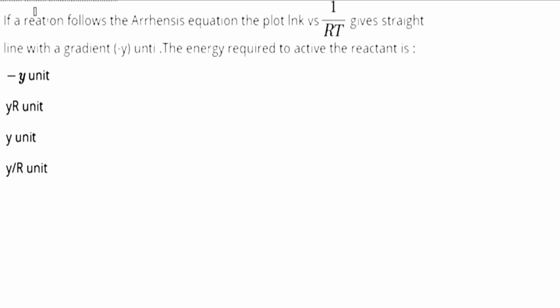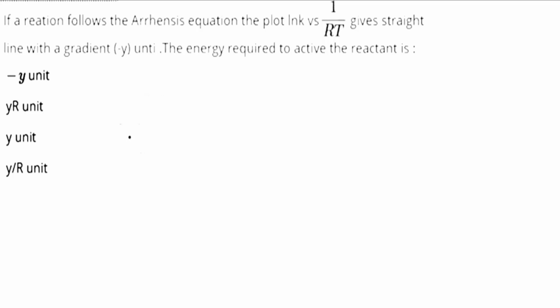Hello guys, in this question it is saying that if a reaction follows the Arrhenius equation and the plot between ln k versus 1 by RT gives us a straight line with gradient, gradient means slope, the slope of minus y unit, then we have to find the energy required to activate the reactant. Now we also have 4 options here. First option is minus y unit, second one is yR unit, third one is y unit, fourth one is y by R unit. Right, so first we will write down the Arrhenius equation here.